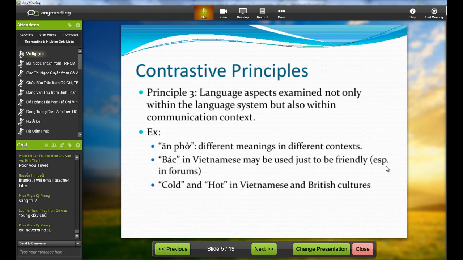Now, bác in Vietnamese is a pronoun that is not only used to refer to people who are older than our parents.